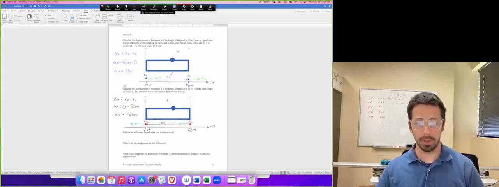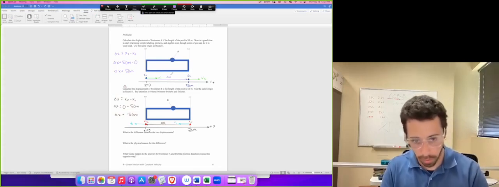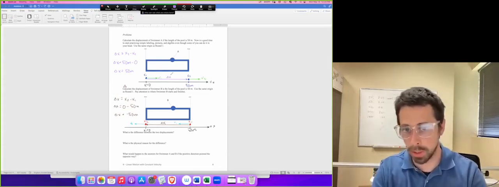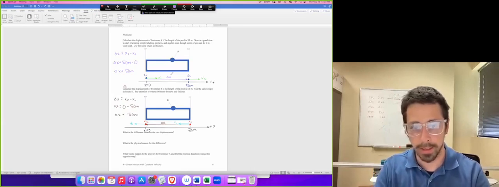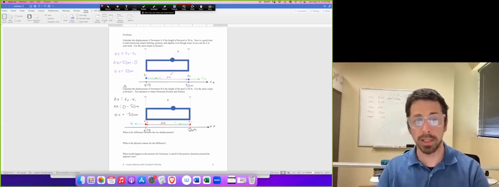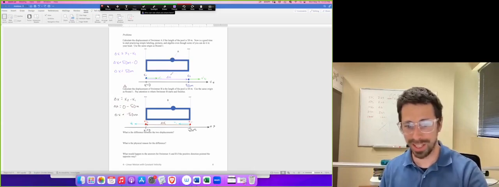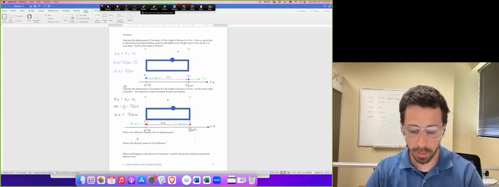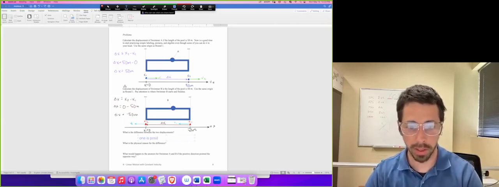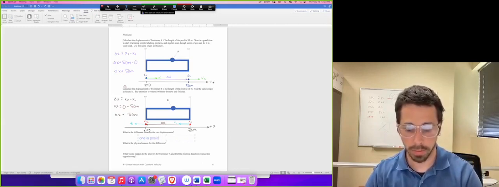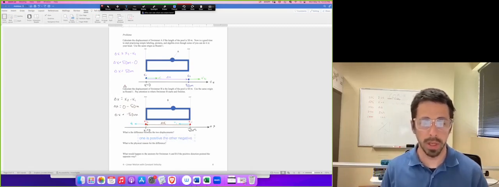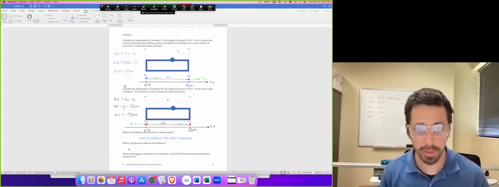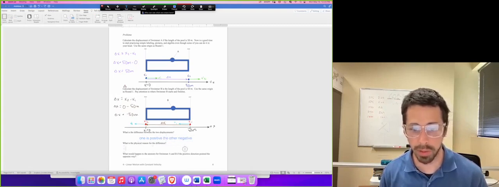Now let's run through the question here. What's the difference between the two displacements? Let's see. They're both 50 meters, but one is positive, the other is negative. So the difference between the two is one is positive, the other negative. That's the difference.